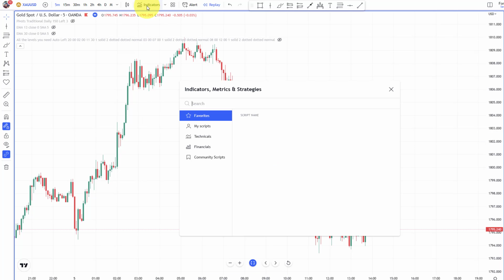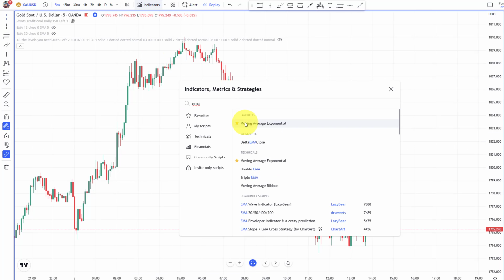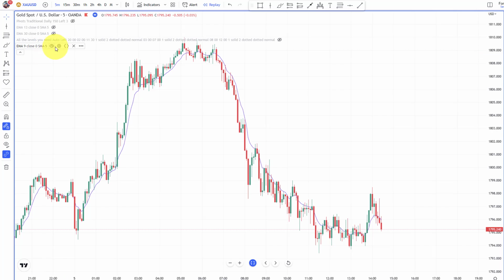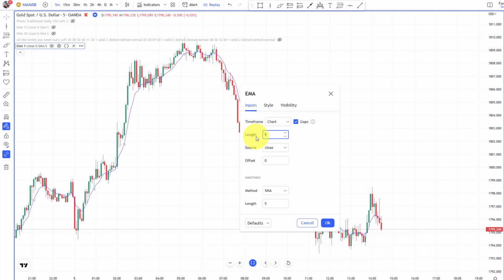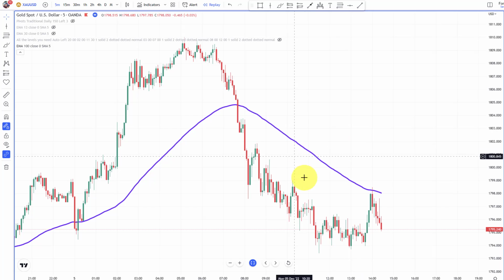It's very simple. First, we need a moving average. We can use an EMA, exponential moving average. We open the settings and all we have to do is change it to 100. This is our long-term trend filter.